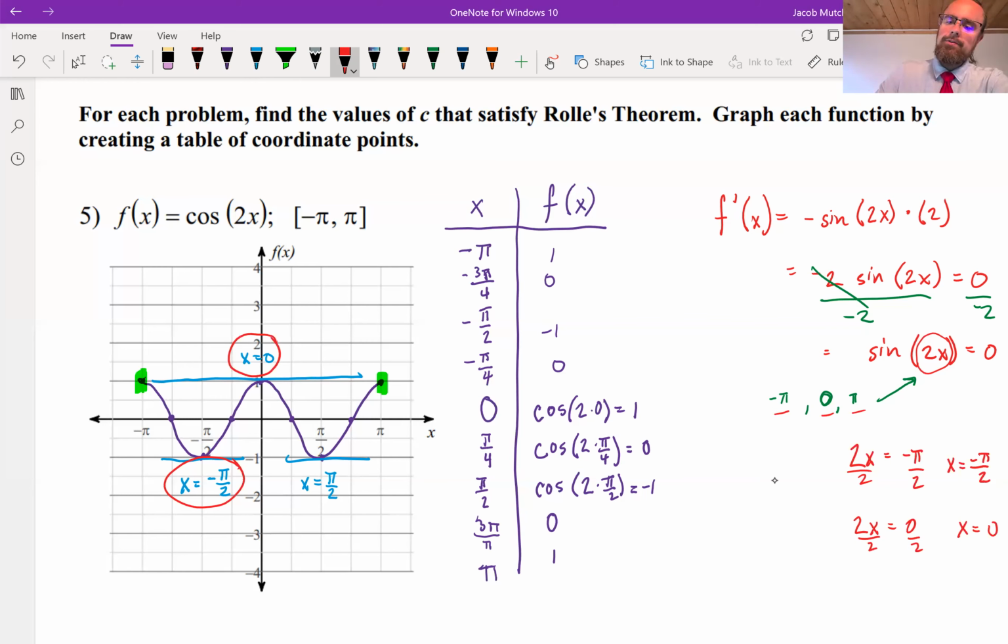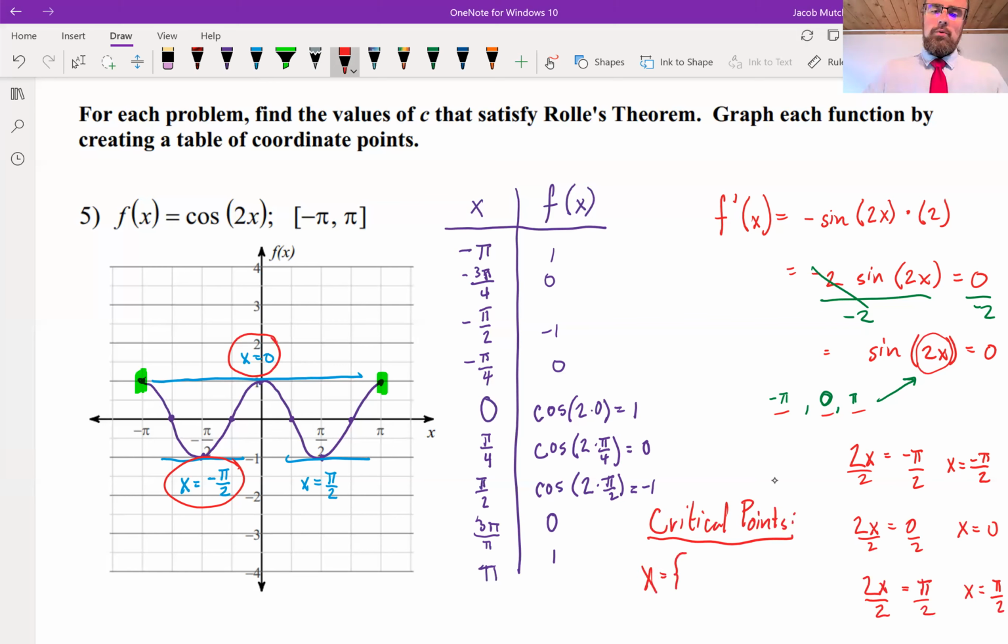And then lastly, 2x divided by, we'll wait on the division. Let me set it equal to positive pi, then divide by 2. And that gives us our third critical point at x equals pi over 2. And for this example, really what we saw in our graph is exactly corroborated by our derivative work here algebraically.